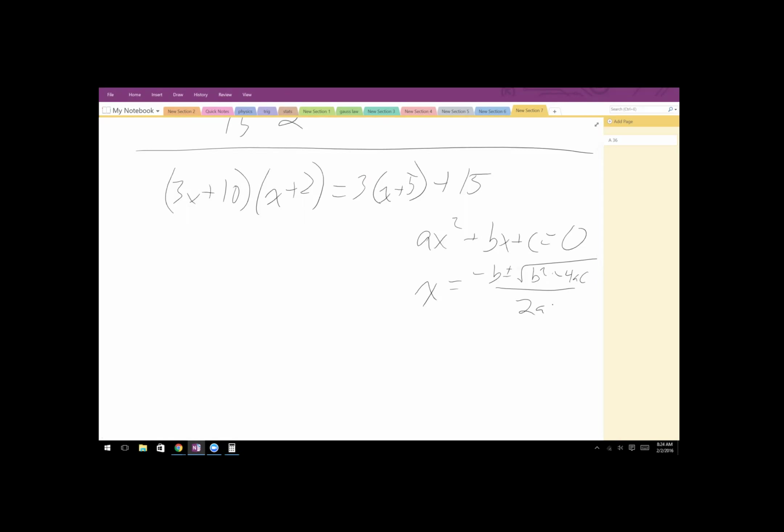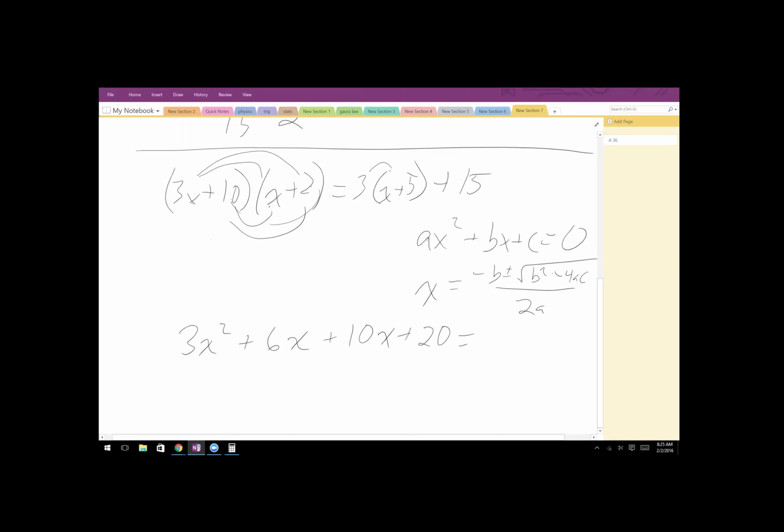All right, so basically all we need to do is get rid of all the parentheses, get everything on one side, then we can use quadratic formula. Okay, so when we distribute with these two guys, both of them are going to multiply everything inside. So 3x times x is what? 3x squared. And then 3x times 2, 6x. So we took care of that guy. Now 10 times x, 10x. And 10 times 2 is 20. All right, so we got rid of the parentheses on the left.